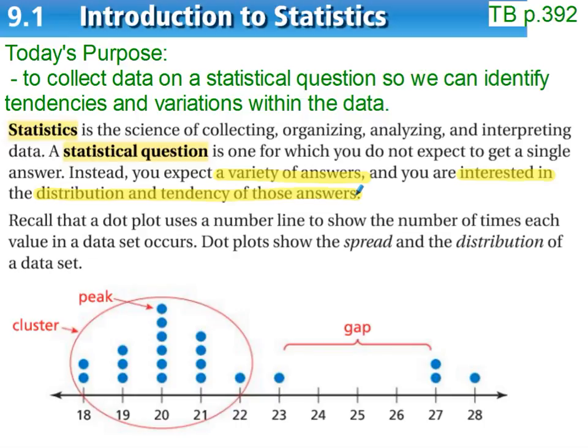Another example could be, how many brothers and sisters do these students in Mrs. Heeman's classes have? Once again, we're going to expect to get a wide variety of answers. Some students are going to have no siblings. Some students might have 5, 6, or more siblings than that. An example of a non-statistical question could be, do you like pizza? The only answers that I'm going to get to that question are yes or no.